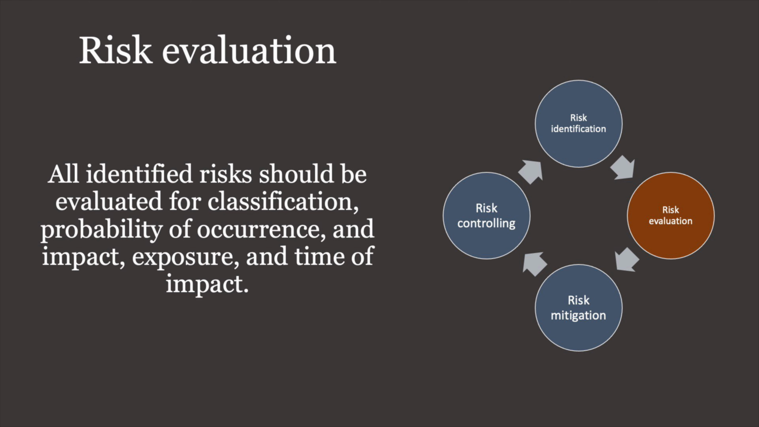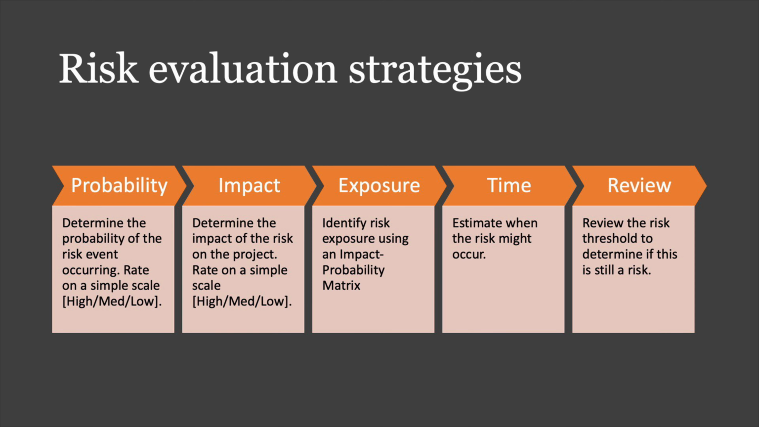So now you have a long list of risks, and the next thing we want to do is evaluate the risks. So we should classify the risks, determine the probability that the risk will occur, the impact, the exposure of our organization to the risk or of our project to the risk, and the time of impact. Is this the risk that's going to happen early on, or is this a risk more toward the end of the project? These are the kind of things we would like to identify when we evaluate our risks. So here are some examples of things we'll want to look at.